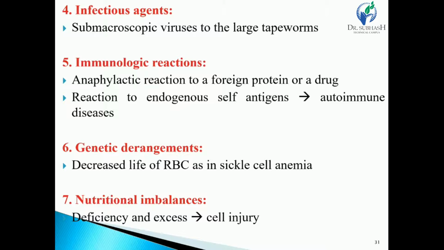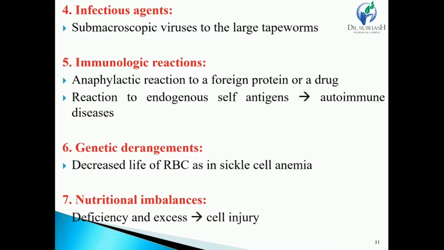Next are immunological agents or immunological reactions. As we know, immunity is a double-edged sword, right? And the second edge can be seen with certain immunodeficiency syndromes, like the human immunodeficiency syndrome, that is HIV and AIDS. So here immunity is a double-edged sword.